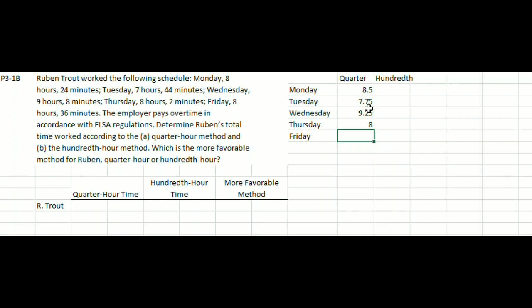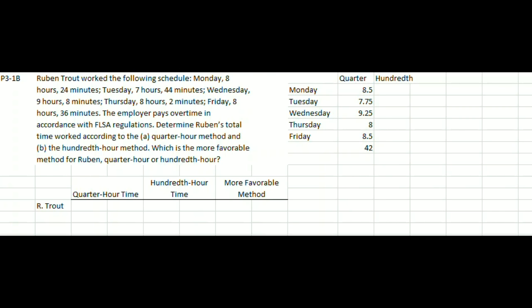On Thursday, he worked 8 hours and 2 minutes, and 2 is very close to 0, so we are going to eliminate those 2 minutes. On Friday, he worked 8 hours and 36 minutes. 36 is closer to 30 than it is to 45, so that is 8.5 hours. And we will total that up. That gives us a total of 42 hours.